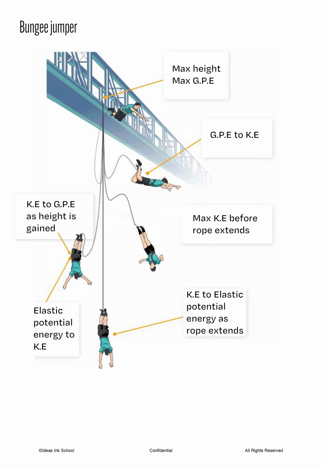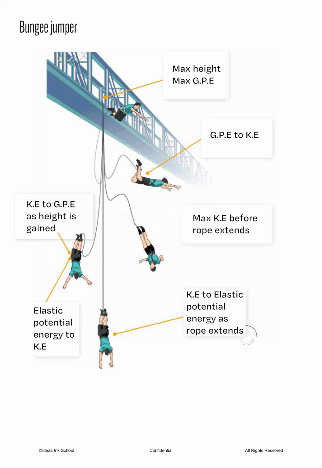Lastly, let's talk about the energy conversion that occurs when a bungee jumper jumps off a ledge. When the jumper is standing on the ledge, the body has maximum gravitational potential energy. As he falls, the gravitational potential energy is converted to kinetic energy. The jumper will have maximum kinetic energy when the rope has reached its maximum length. This is the length of the rope before it starts to extend.